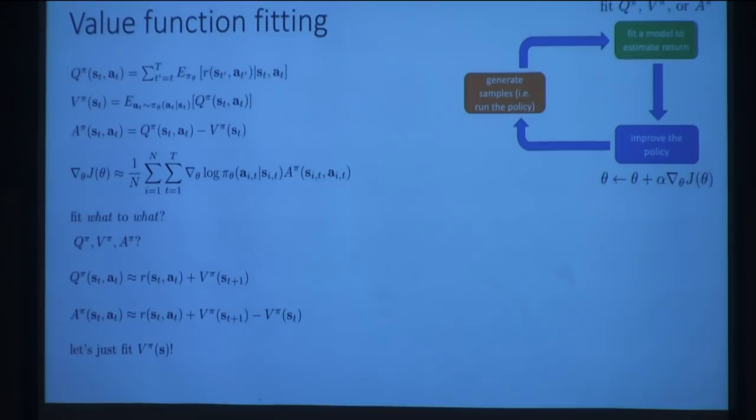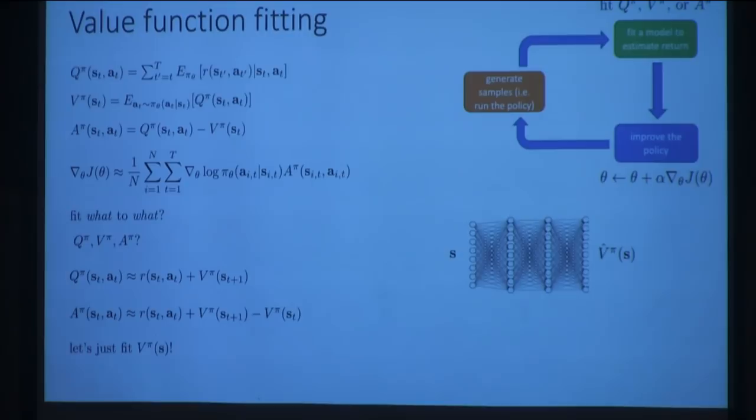So let's just fit v pi. Let's work with that and see where that gets us. We're going to use a neural network or some other kind of function approximator to estimate this v pi. We're going to call it v hat pi to emphasize that it's an estimate. It's not the true value function. It's a function approximator that will attempt to estimate the value function. So we're going to fit this v hat pi of s, and it will have some parameters phi. In general, this function approximator might be completely unrelated to the policy. So maybe the policy has parameters theta, and the value function has parameters phi. We'll talk about later on how we can actually put them together too.